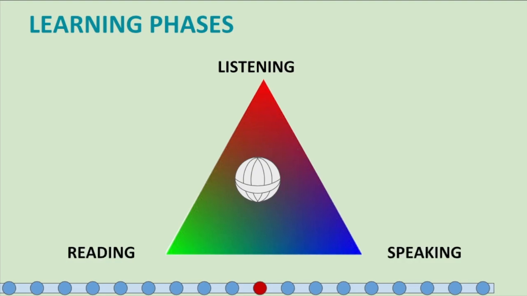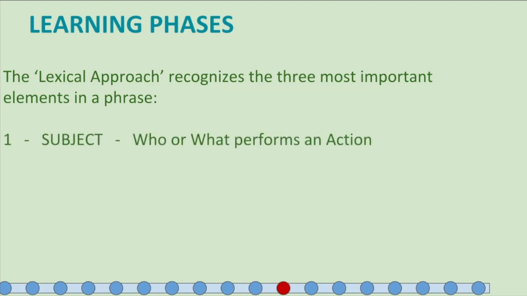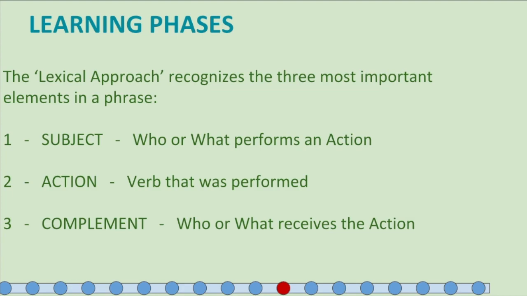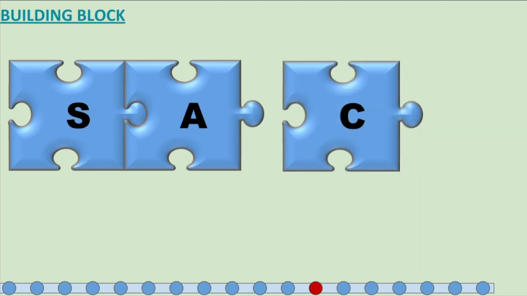So we have this for the different skills, and we have to learn the lexical approach to be able to recognize the three most important elements in the phrase. A subject, which is the executor, who or what performs an action; the action, or the verb, that was performed; and the complement, which represents who or what receives the action. The building blocks: the subject, the action, and the complement. That will be the SAC.